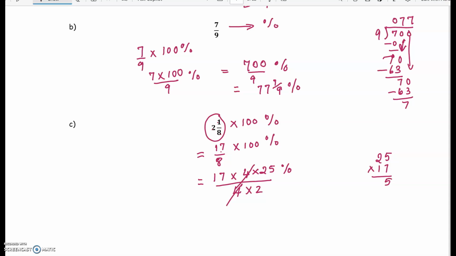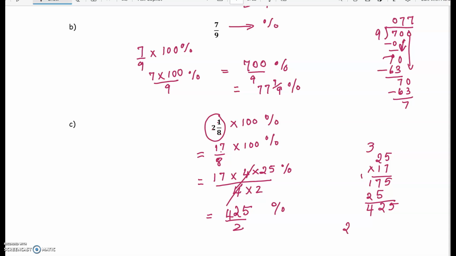7 times 5 is 35. 7 2s are 14, 15, 16, 17, 5, 2 1s are 2, so we have a 5, 7 plus 5 is 12, 2 plus 1 is 3, plus 1, 4. It's $4.25, so that's $4.25 over 2%.